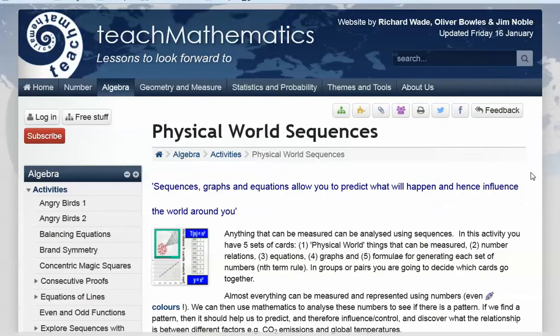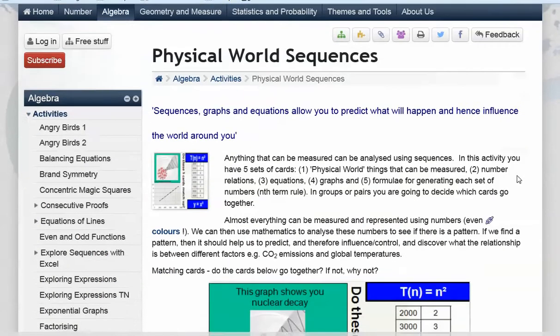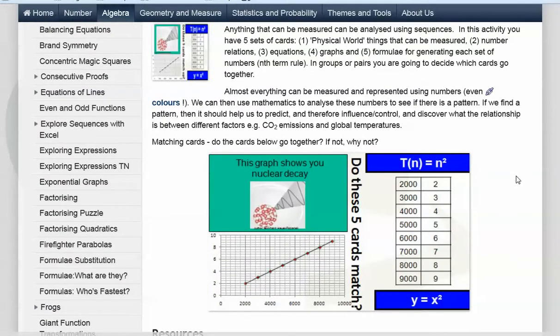Different again is this one on physical world sequences, where the idea is to get students to recognize the links between real things that happen in the world, the graphs and the tables and the numbers that describe them, and really try and reinforce that strong link between the world around us and the mathematics involved to describe it.